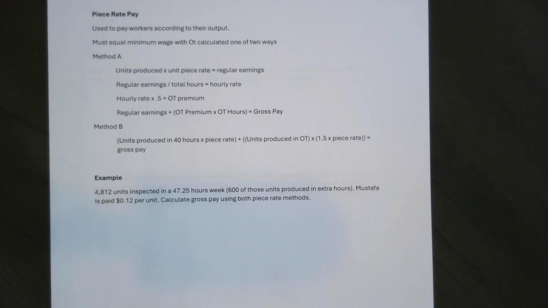In our example, 4,812 units is expected in a 47.25 hour week. 600 of those units were produced in extra hours. Mustafa is paid 12 cents per unit. Calculate gross pay using both piece rate methods. So we'll start with method A.